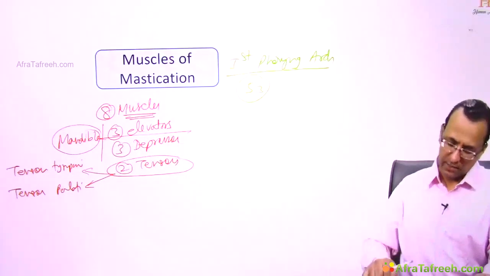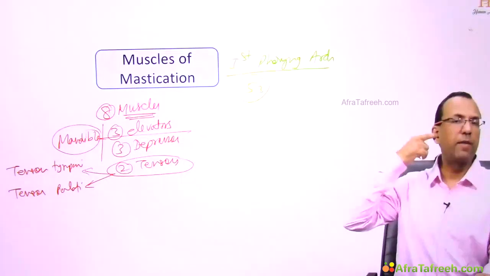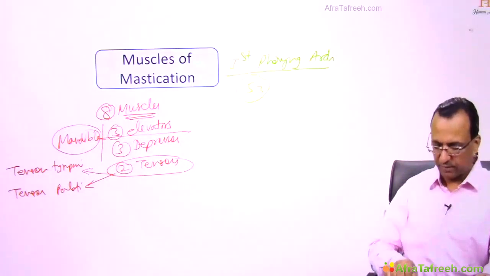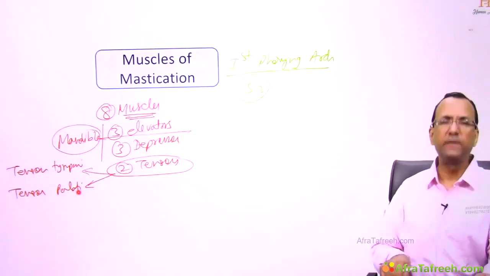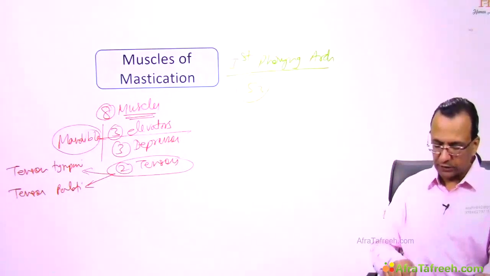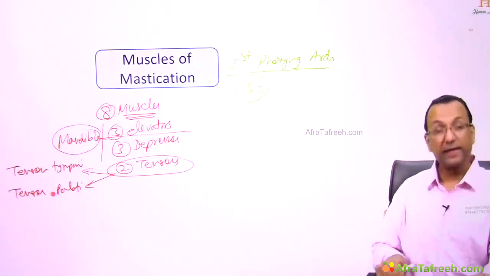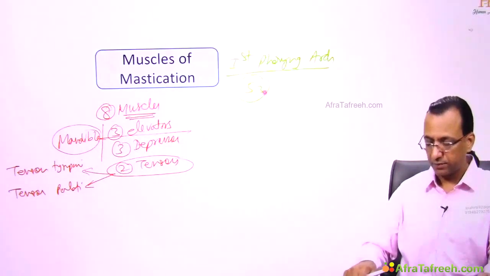One is called tensor tympani, to tense the tympanic membrane and reduce the intensity of the sound coming to the inner ear. Yes, it will dampen the sounds. And tensor palati will tense the palate, but it can also help us to open the eustachian tube. Both the tensors are supplied by the mandibular nerve, branch of trigeminal nerve.